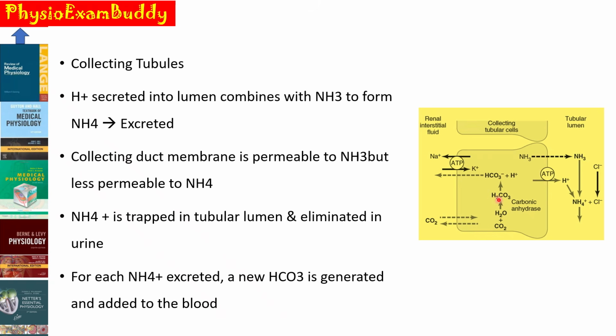Now we will see what happens in the collecting tubules. Here, the H+ is secreted into the lumen. It will combine with the NH3, that is the ammonia, to form NH4+, and it is excreted. One of the peculiarities of this collecting duct membrane is that it is permeable to this NH3 but less permeable to this NH4+. So what happens to the NH4+ is that it will get trapped in the tubular lumen and is eliminated in the urine. For each NH4+ excreted, a new HCO3 is also generated and it is added to the blood.